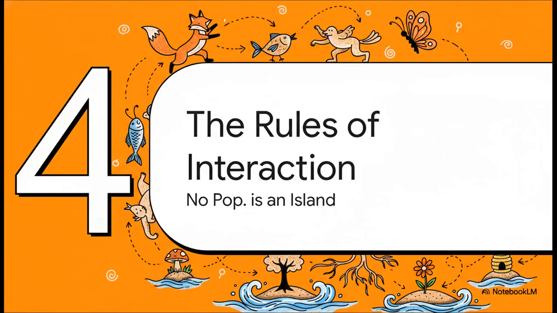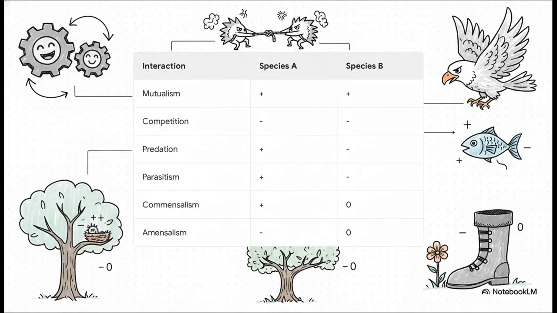But here's the thing. Populations don't just grow by themselves in a bubble. They live in communities with tons of other species, which leads to this constant, complex dance of interaction. Like they say, no population is an island. We can actually break down all these complicated interactions with a pretty simple scorecard. A plus means a species benefits, a minus means it's harmed, and a 0 means there's no real effect. And these relationships run the gamut from total win-win scenarios like mutualism to lose-lose situations like competition.